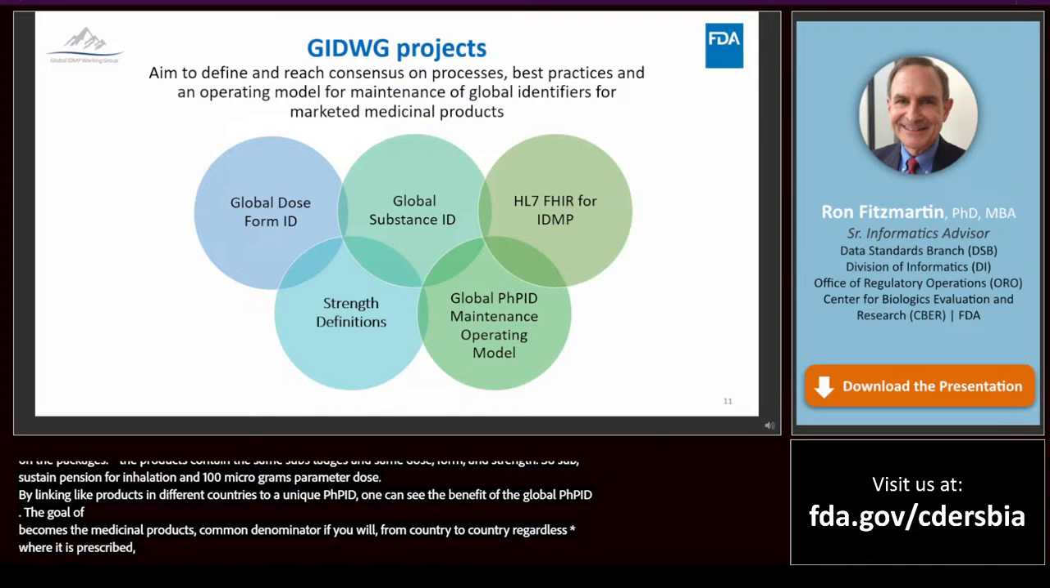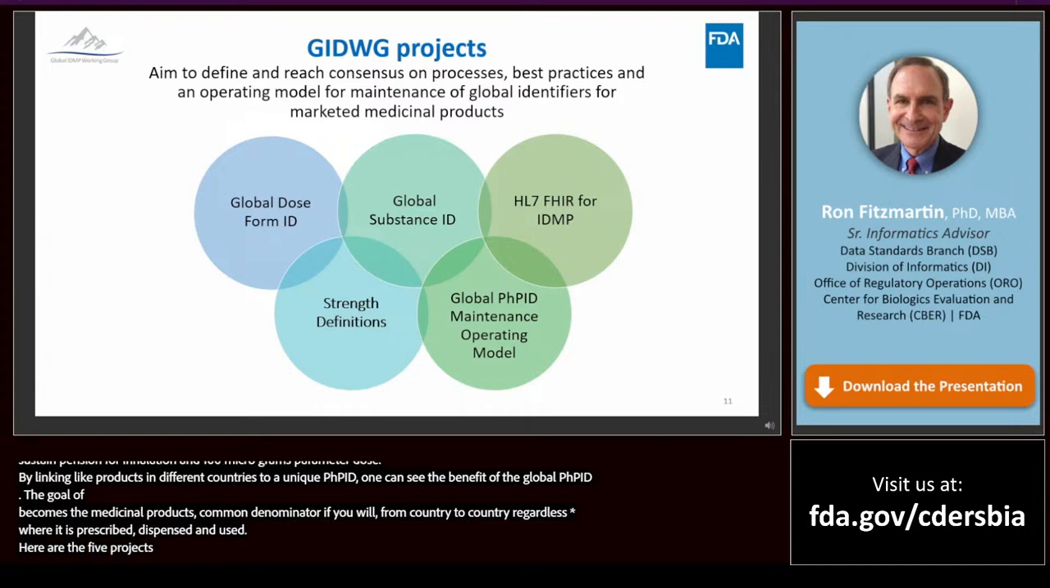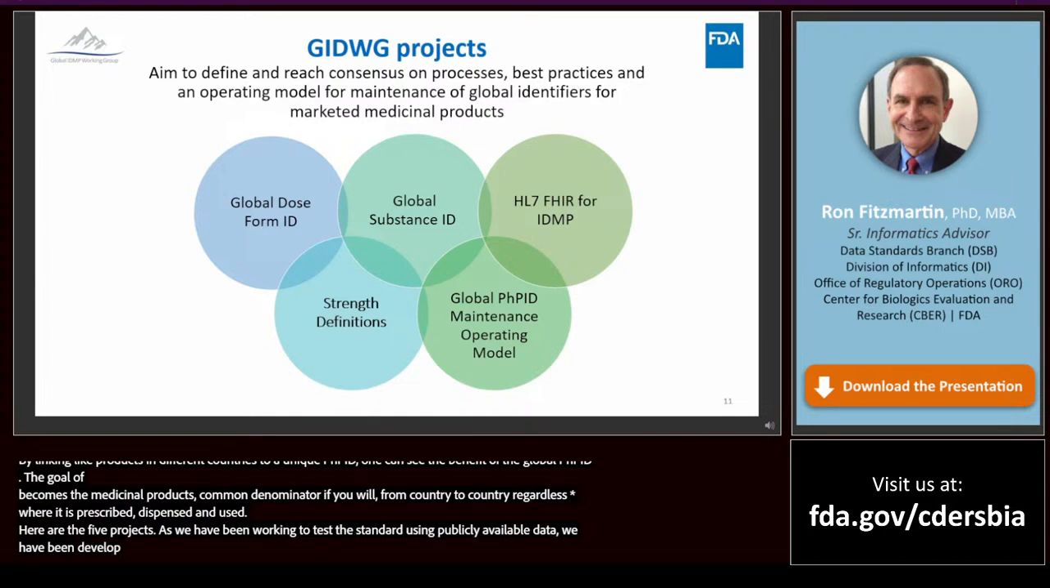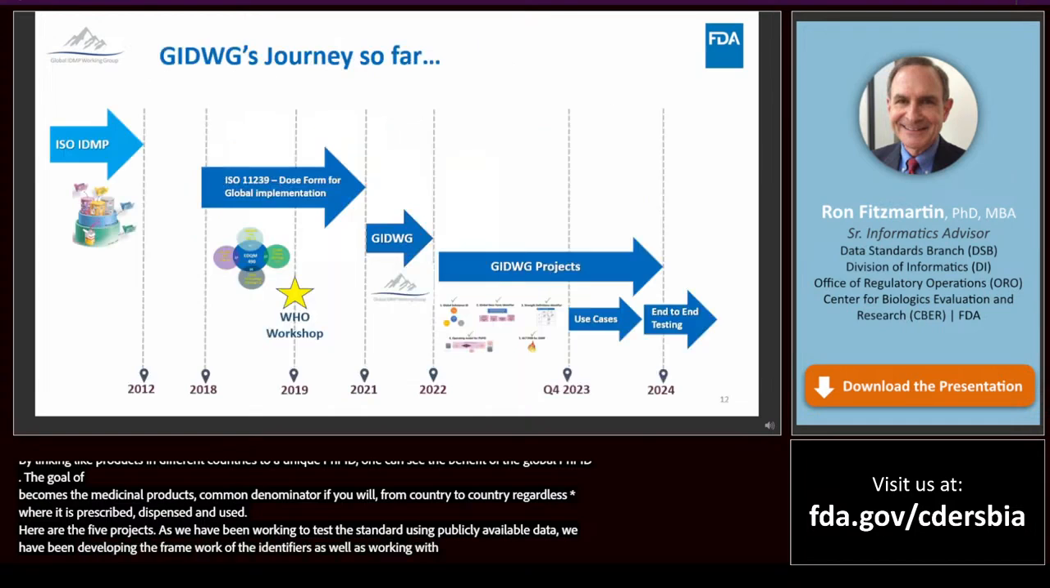Here are the 5 GIDWG projects. As we have been working to test the standards using publicly available data, we have been developing the framework for the global operation and maintenance of the identifiers, as well as working with HL7 on the FHIR exchange standard.